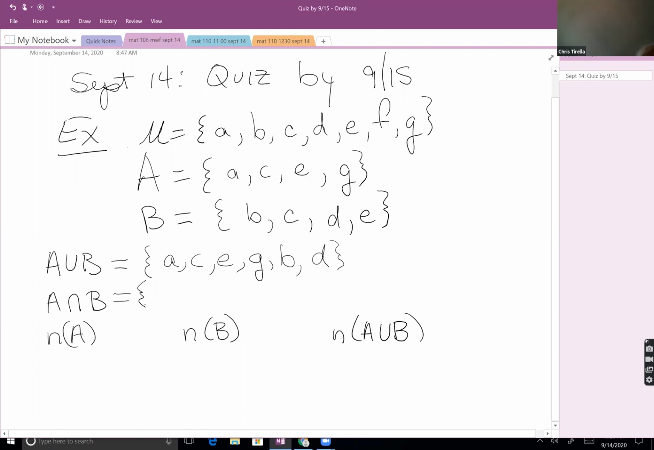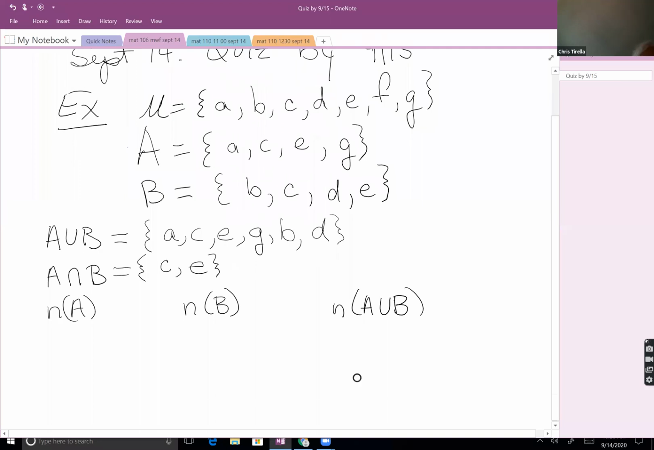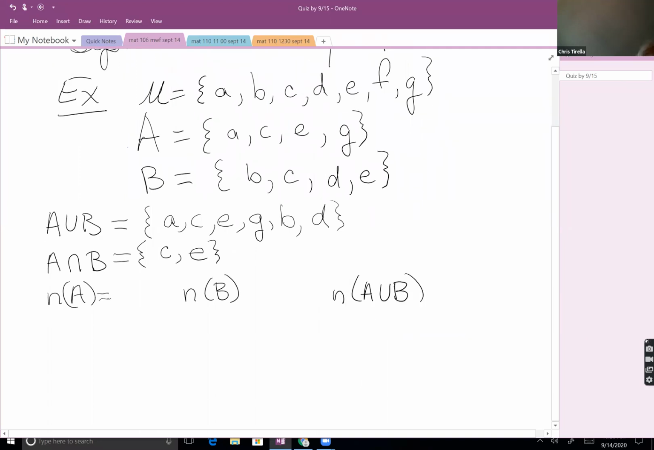Next, for A intersect B, that's the overlap. Where do A and B overlap? What do they share? What elements do they have in common? C, E. That's it. Beautiful.